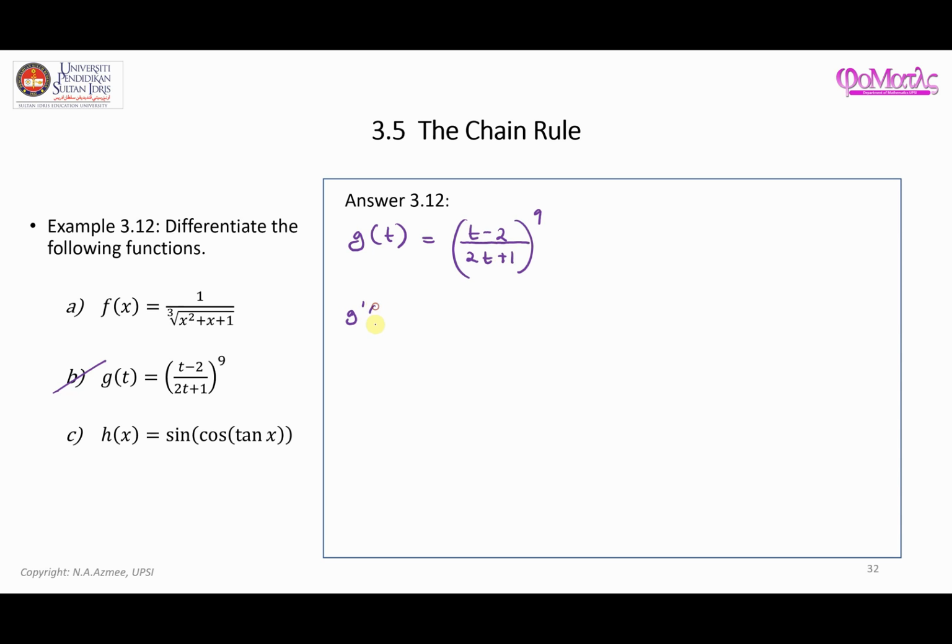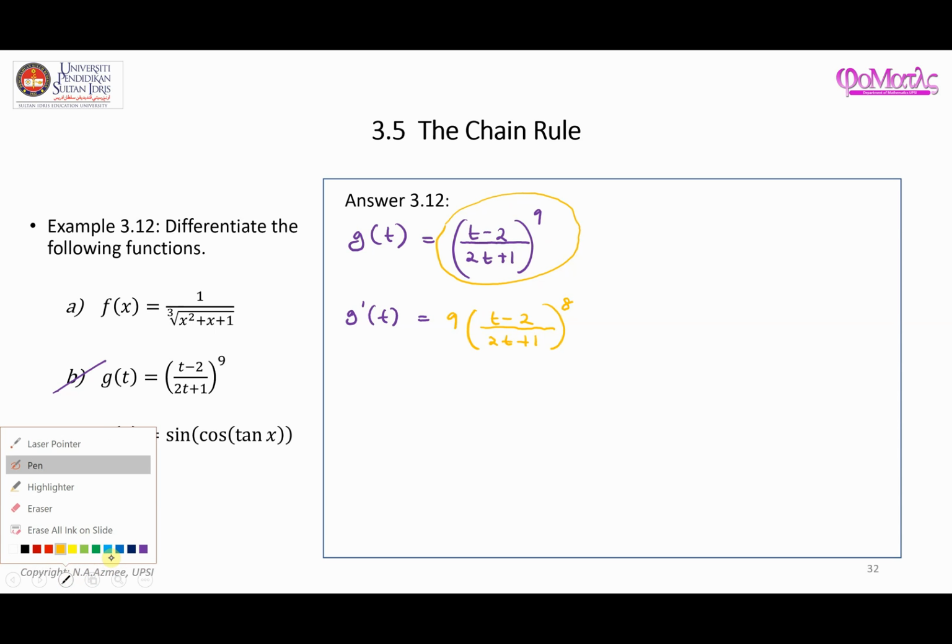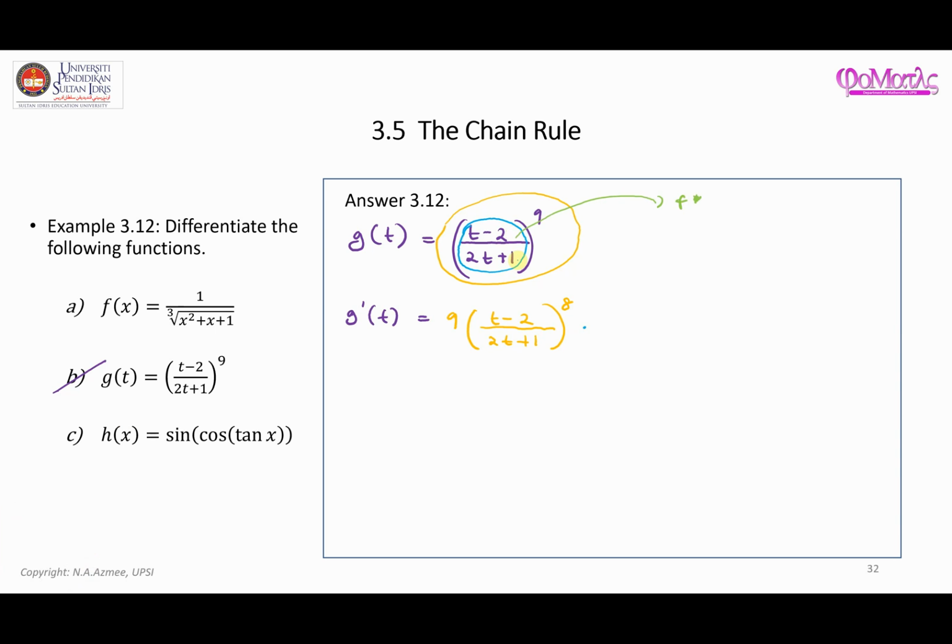So g prime t is going to be equal to, first we consider the outer function, which is this one. If you differentiate this it becomes 9, and you maintain whatever is inside the bracket. So this is going to be 9 times ((t minus 2) over (2t plus 1)) to the power of 8. That's the result when you differentiate the outer function, and we multiply it with the derivative of the inner function. To differentiate that, we have to apply the quotient formula. You can consider the top part to be f and the bottom part to be g, and we apply the formula (g f prime minus f g prime) over g squared, in order to differentiate this part here.